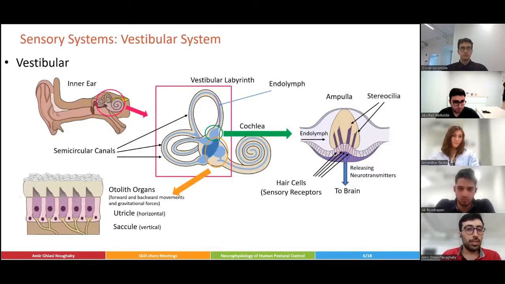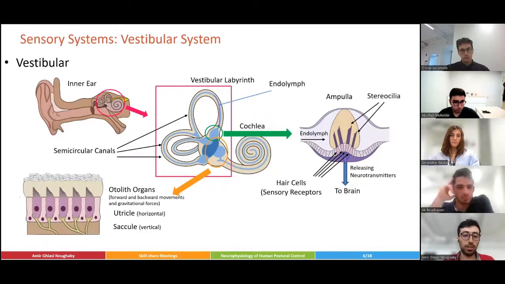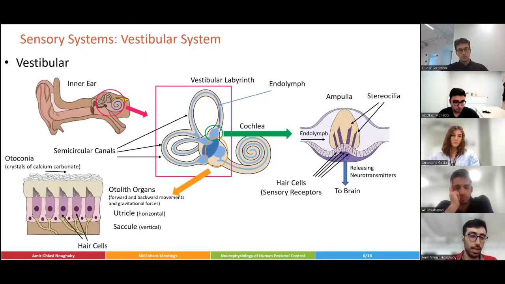And another part of the vestibular system is the otolith organs that sense the forward and backward movements and gravitational force. It itself includes two parts, utricle and saccule. The utricle senses the horizontal movement and the saccule senses the vertical movement. Again, the hair cells sense this movement through movements of some crystals of calcium carbonate called otoconia.